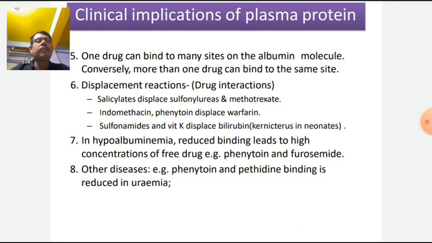Salicylate displaces sulfonylurea or methotrexate. Salicylate is an analgesic drug that displaces the sulfonylurea, an antidiabetic drug, or methotrexate, an anti-cancer drug. Indomethacin and phenytoin displace warfarin, and sulfonamide and vitamin K displace bilirubin, causing kernicterus or neonatal jaundice. In hypoalbuminemia, reduced binding leads to a high concentration of free drug, for example phenytoin and furosemide. Furosemide is a diuretic drug and phenytoin is an anti-epileptic drug.